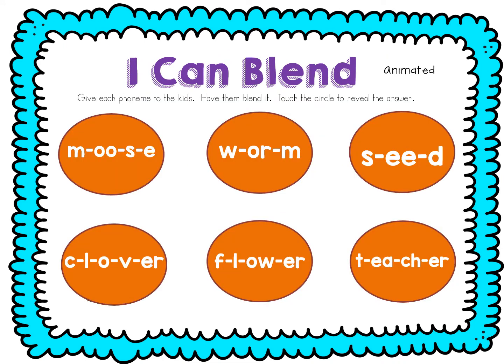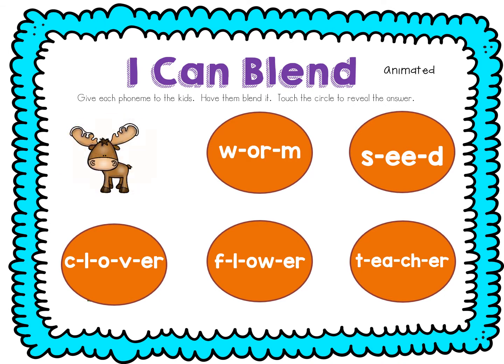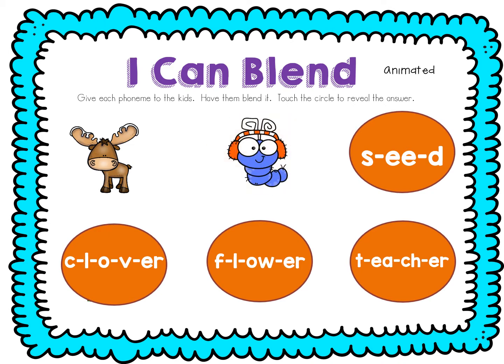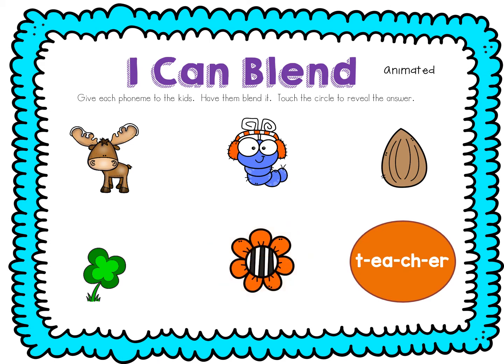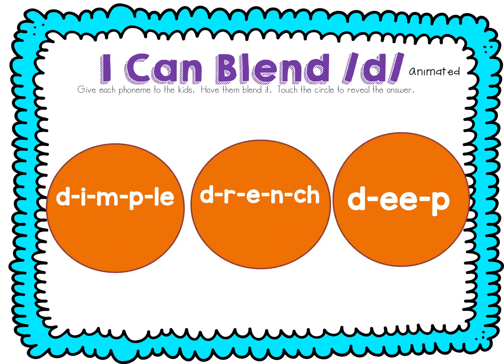Let's practice blending. See if you can turn this into a word. M-oo-s. Moose. W-er-m. Worm. S-e-d. Seed. K-l-o-v-er. Clover. F-l-ow-er. Flower. T-e-ch-er. Teacher.